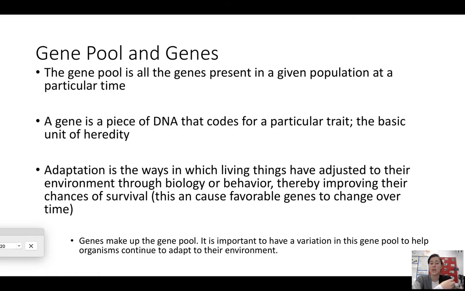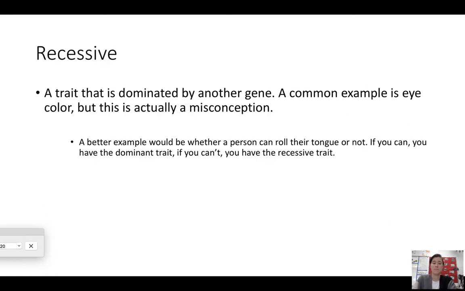So we know that genes make up the gene pool, and it's important to have variation, because if we have the same types of genes in the gene pool over and over again, it can actually make the population more susceptible to things like disease and predation. It makes them what we like to call a monoculture, and they don't have a whole lot of variation. And there are some wildlife populations that are going through that right now, which we'll talk about in just a minute. So let's talk about the different types of traits we have.